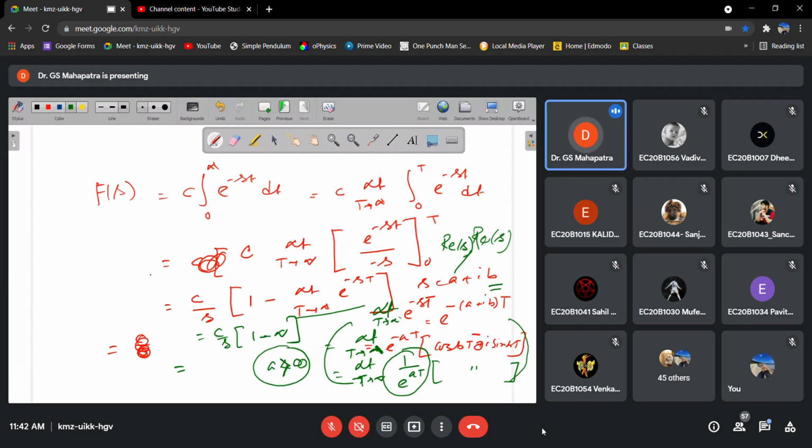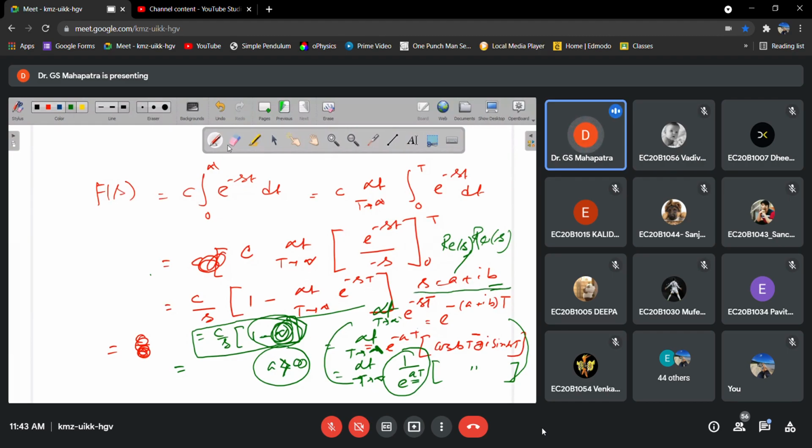So you are not getting any transformation, correct? Minus infinity is not the transformation of the constant c. Oh, okay, sir. So that's why it should not be infinity. That's why you have to consider that a should be greater than 0. Clear? To avoid this infinity, we are considering that a should be greater than 0, and that a is nothing but the real part of the complex variable.